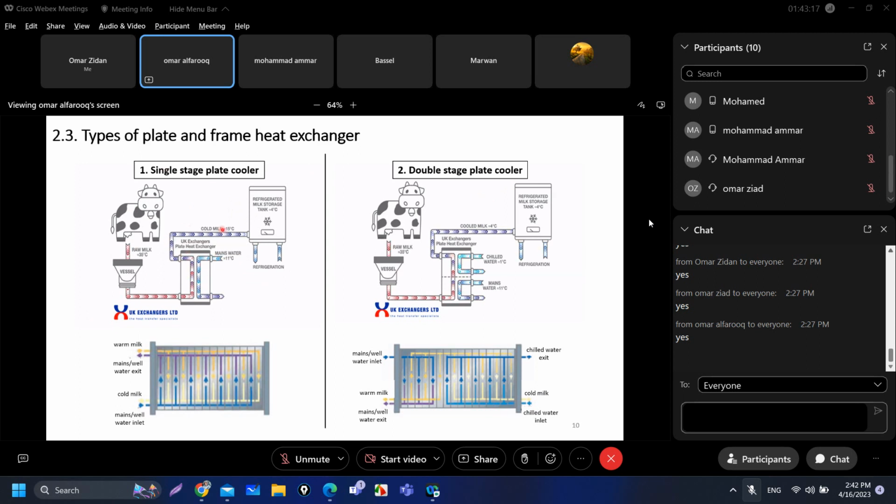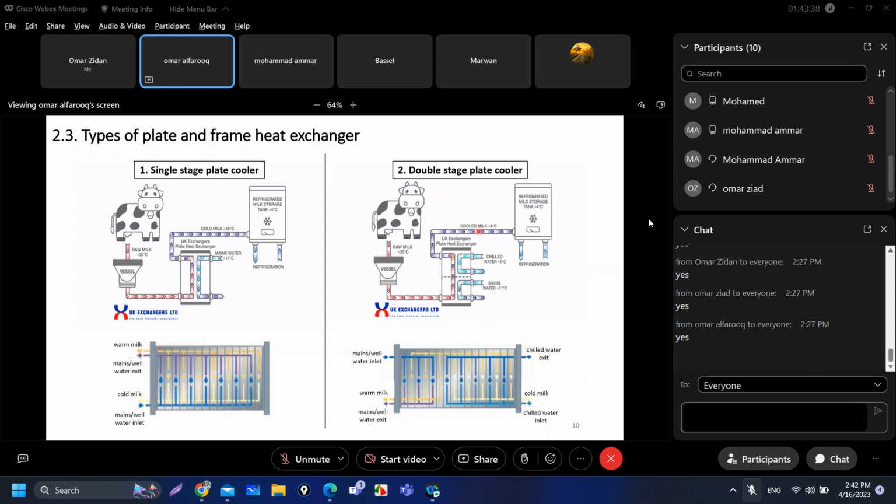Whereas in the double stage plate cooler, we use two cooling mediums. First, in the first stage, we use mains water to cool the milk to some extent. Then we use chilled water to cool it further to 4 degrees Celsius, which is the preferable temperature for storage, as I showed you earlier in the graph.